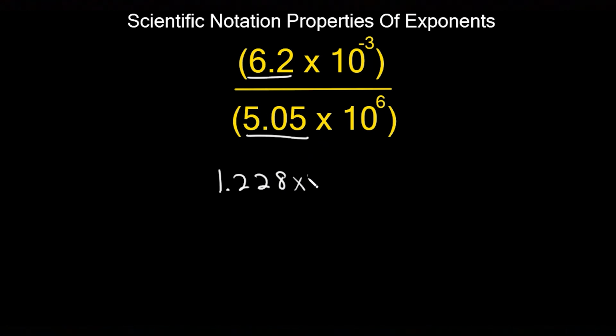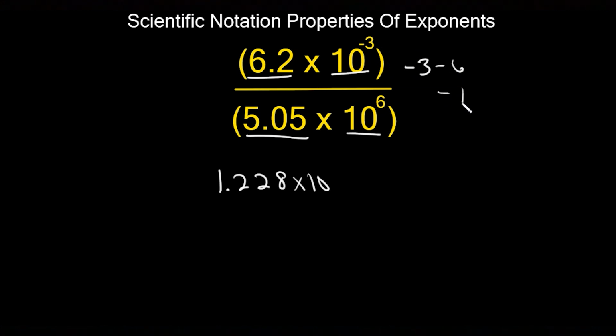And then I'll have times 10 to the power of, well, look, I have a base of 10 here, a base of 10 here. I'm dividing. This time I don't add, I actually subtract them, right? Because I'm doing division here. So if you have the same base and you are dividing, you want to subtract those exponents. Now be careful here. You're doing -3 minus 6.